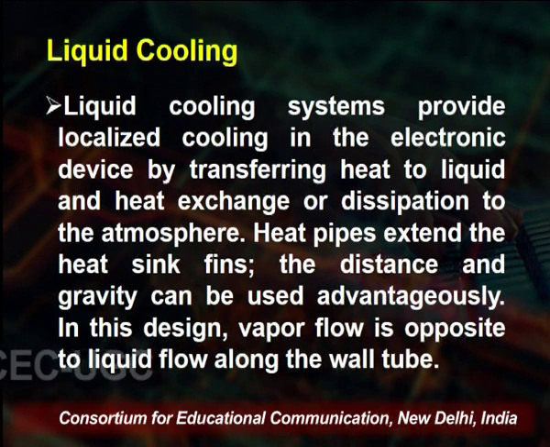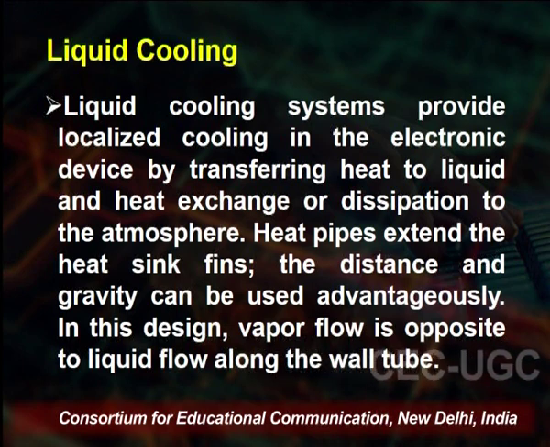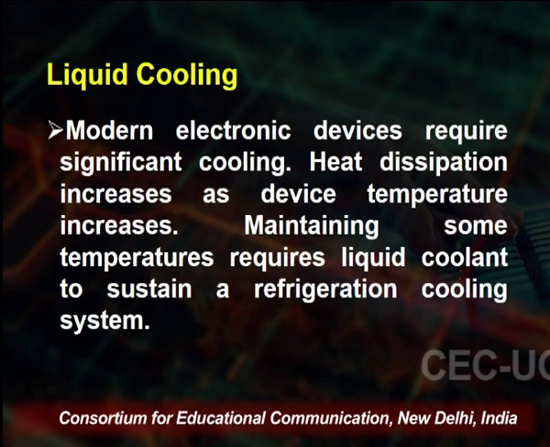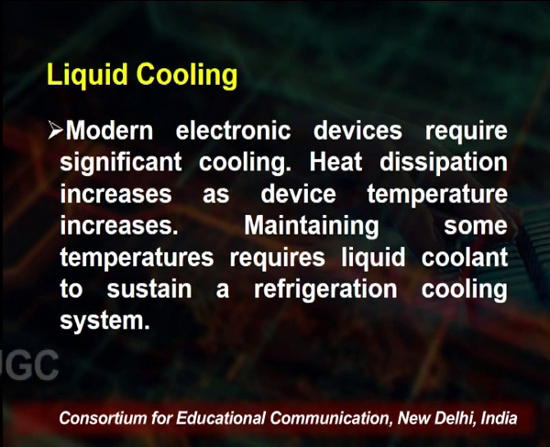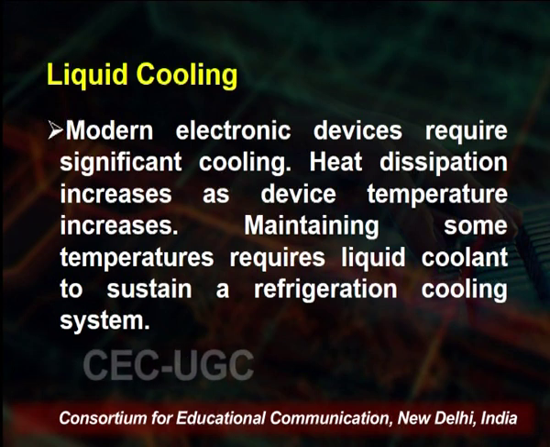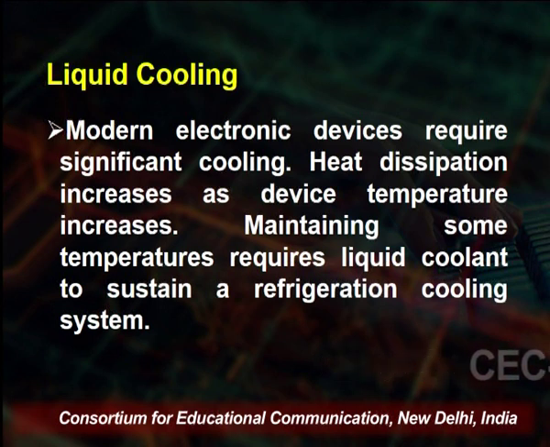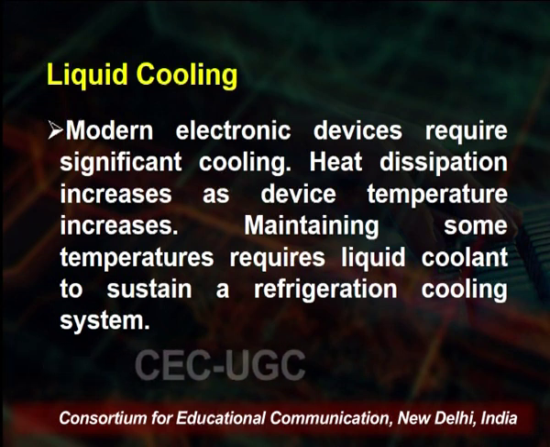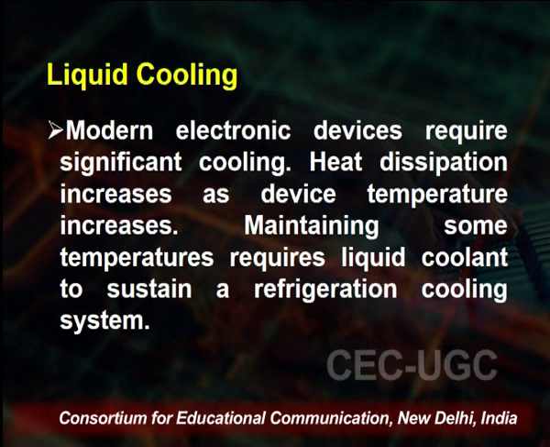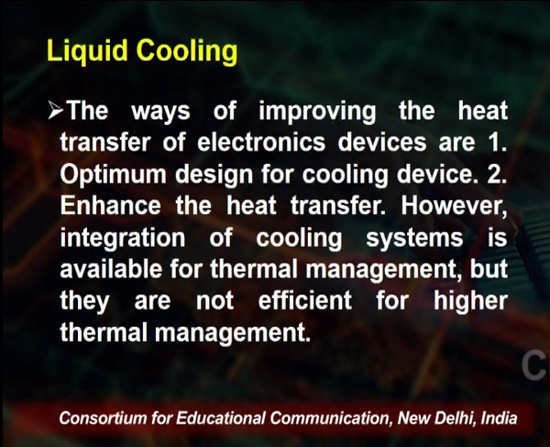So, a heat pipe extends the heat sink fins. The distance and the gravity can be used advantageously in this design. The vapor flows opposite to the liquid flow along the wall tubes. Modern electronic devices require significant cooling. Heat dissipation increases as device temperature increases. So, maintaining some temperature requires a liquid coolant to sustain a refrigeration cooling system. So, we require some coolant to cool down the electronic devices.